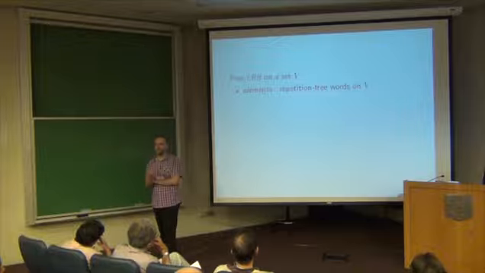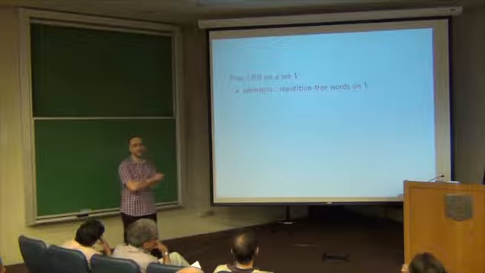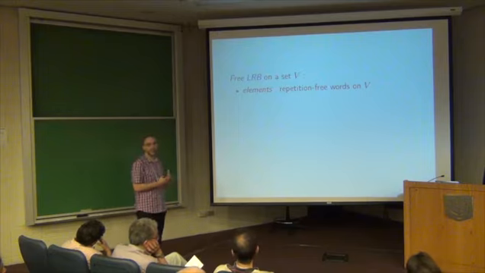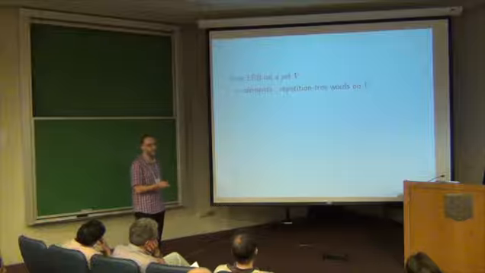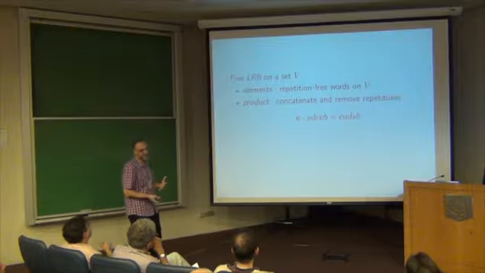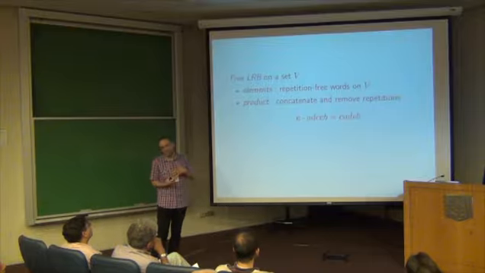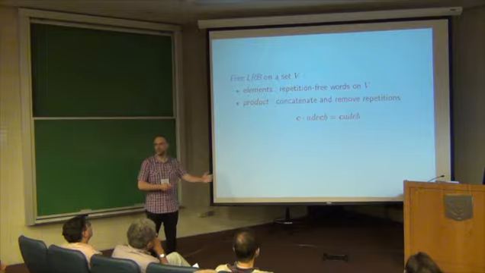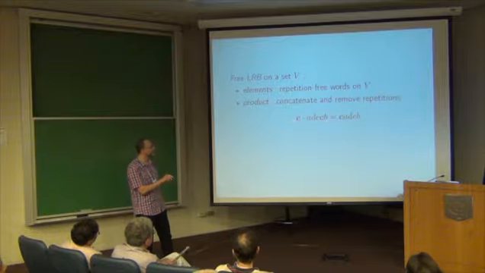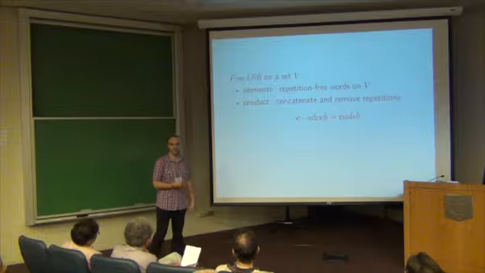So here's a couple more examples. First is the free left regular band. We start off with a set. We're going to take all the words on our set, except we don't care about repetitions. There are no repetitions, so we're looking at only repetition-free words. And our product is going to be concatenation, except that concatenation might introduce a repetition, so we have to remove it. If we multiply this word here by C, we concatenate and delete any later occurrences of the letter C.